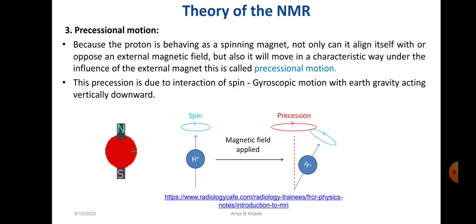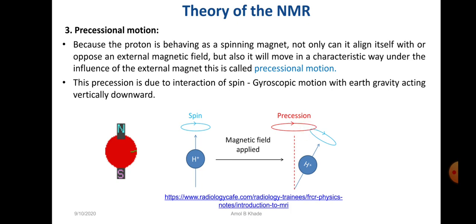As we have seen earlier, the nucleus of the proton has charge and spin movement, and this spin movement is around an axis. This particular spin movement is called gyroscopic motion. In this animated figure we are showing the gyroscopic motion. Now this gyroscopic motion, under the influence of an external magnetic field, will change into a different motion, called precessional motion.